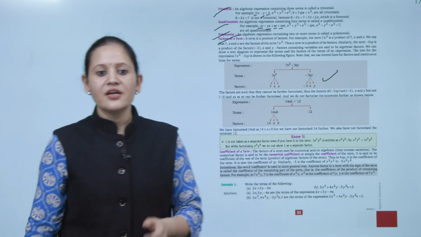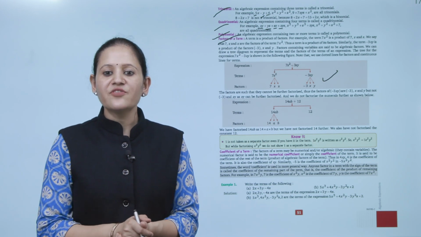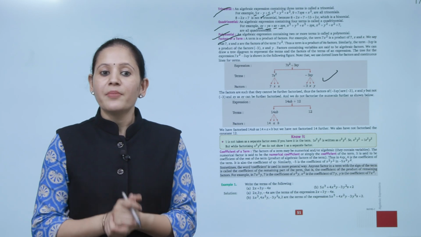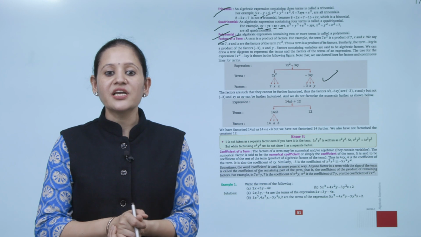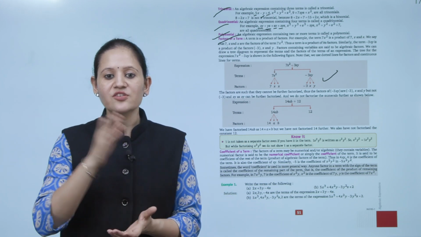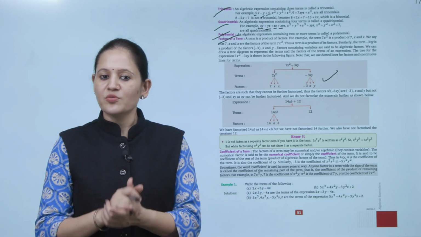Clear? The factors are such that they cannot be further factorized. Thus the factors of minus 3xy are minus 3x and y, but not minus 3 and xy, because xy can be further factorized, xy को हम आगे factorize कर सकते हैं x और y में, and we do not factorize the numeral factor as shown below.